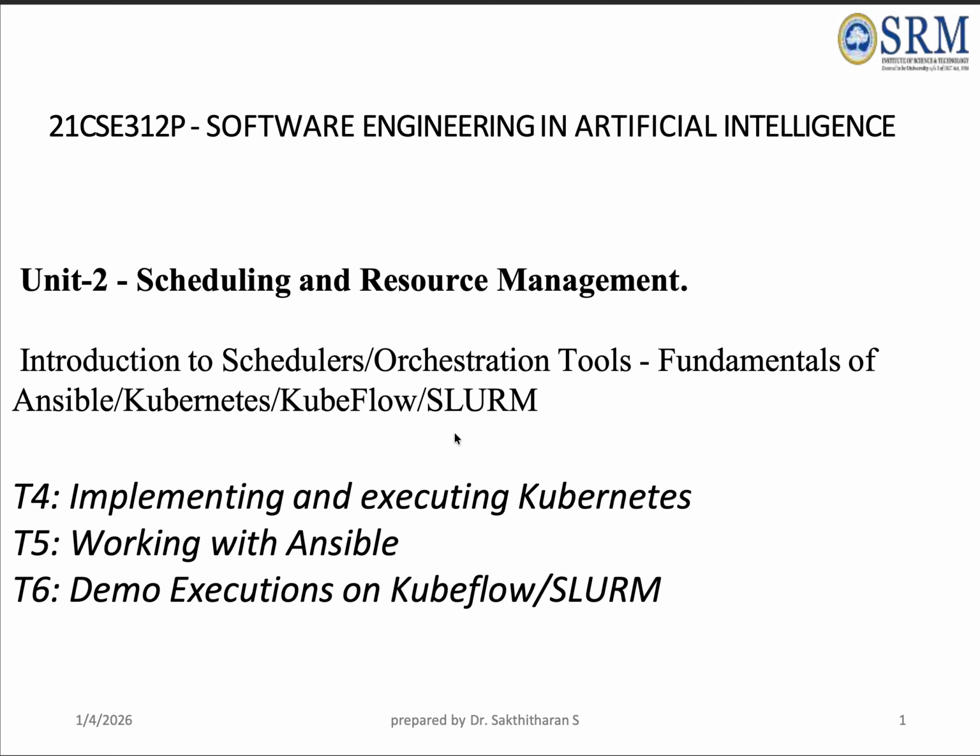So the unit 2 of software engineering and artificial intelligence is going to cover scheduling and resource management. Scheduling is like using an algorithmic way of allocating resources. The resource can be a processor, it can be any service, or any devices like storage devices or CD, DVD drives, etc.